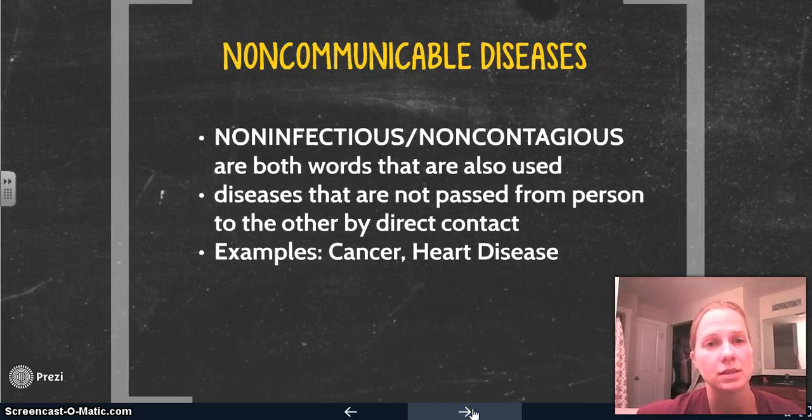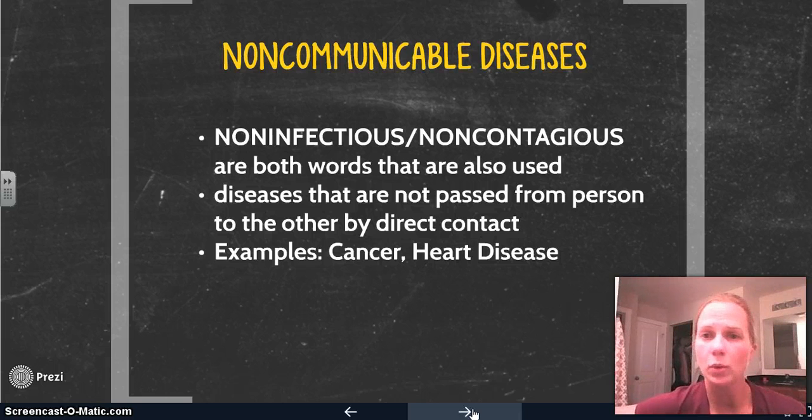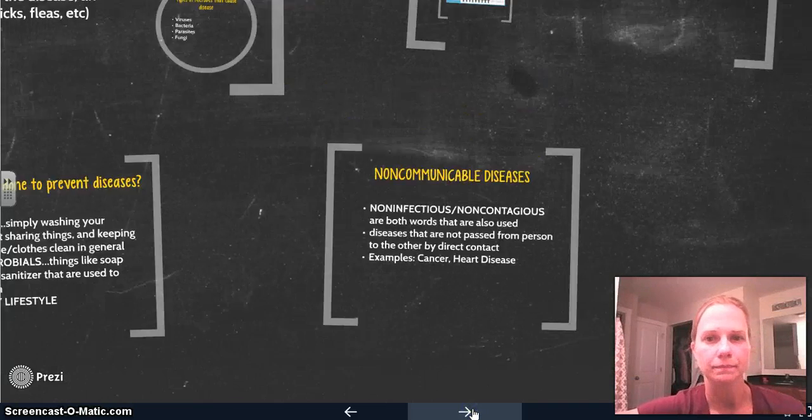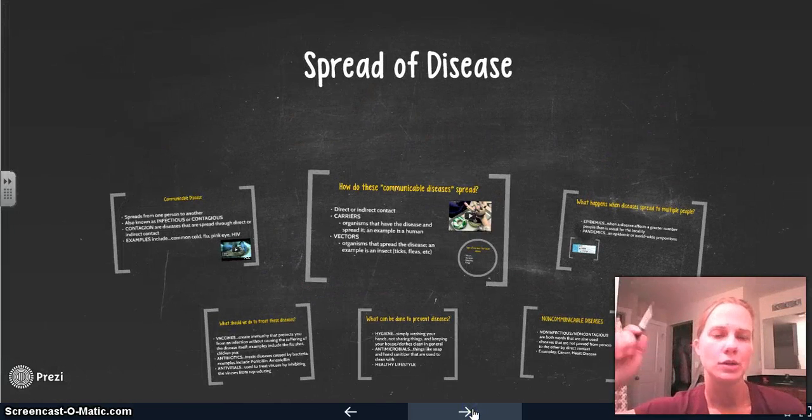Non-communicable diseases are the non-infectious type. These are the ones that aren't contagious. These are things like cancer. I can't give you a high five and give you cancer. It doesn't work like that. These are usually diseases that may be passed genetically from grandma to mom to you, or they could just be something that has occurred in the body due to mutation or whatever. But it's not like I high five you or I touch the doorknob and all of a sudden I've got cancer. It doesn't work like that. These are non-communicable diseases. All right, so that was your nice little tidbit on the spread of disease.